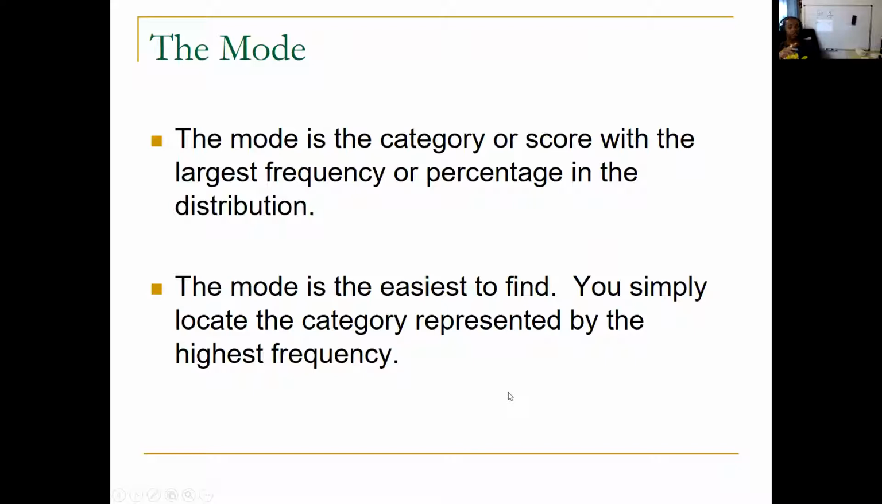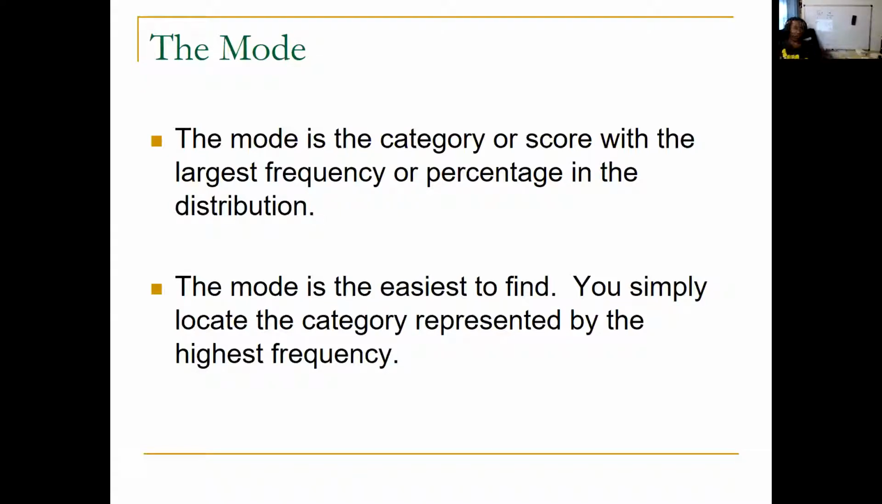Okay, so let's talk about the first one, which is the mode. The mode is the category or score with the largest frequency or percentage in the distribution. If it's the largest frequency, it's also going to be the largest percentage. The mode is the easiest to find, and I really don't intend to spend a lot of time on this because it's just easy. You simply locate the category represented by the highest frequency, or you look for the biggest number.